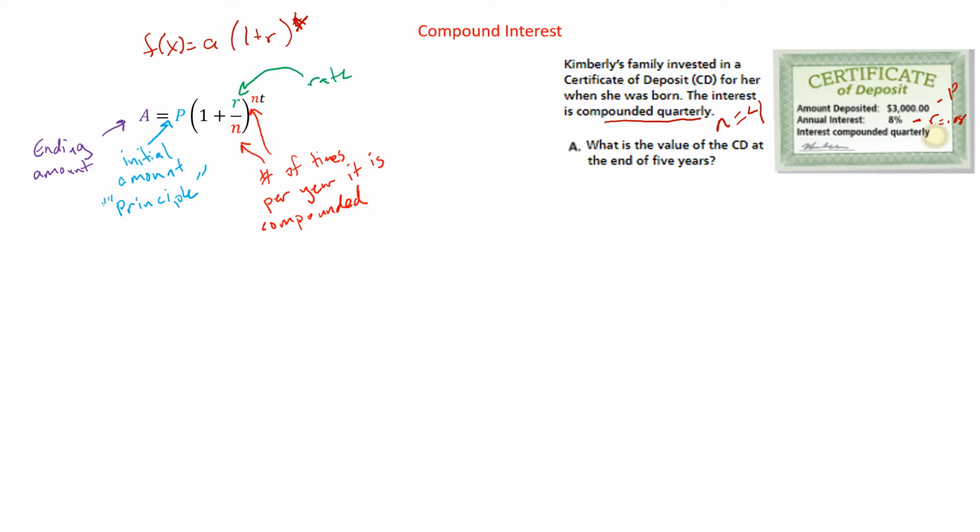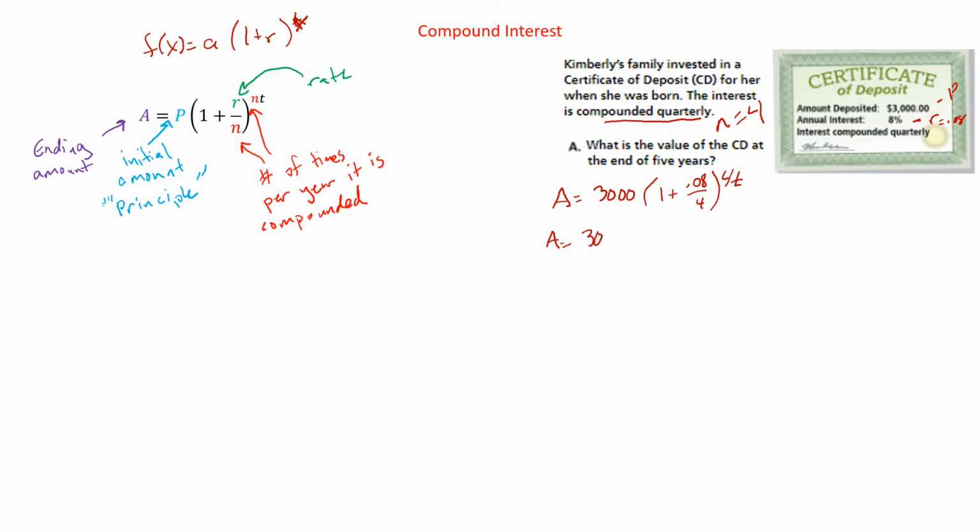So let's plug this in. We have A equals 3,000 times 1 plus 0.08 over 4 to the 4 times t. We're looking at it for 5 years. I'm going to put 4 times t just so that we have the equation. Like this is the equation that we would have. Now we'll plug in 5.